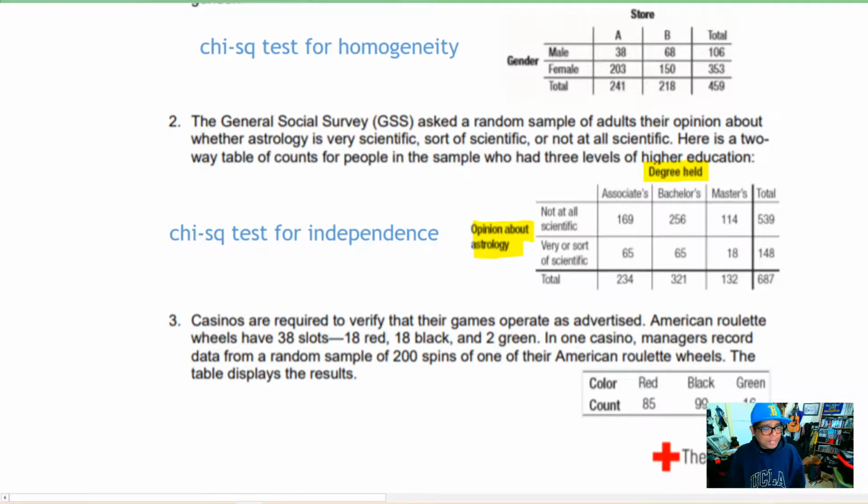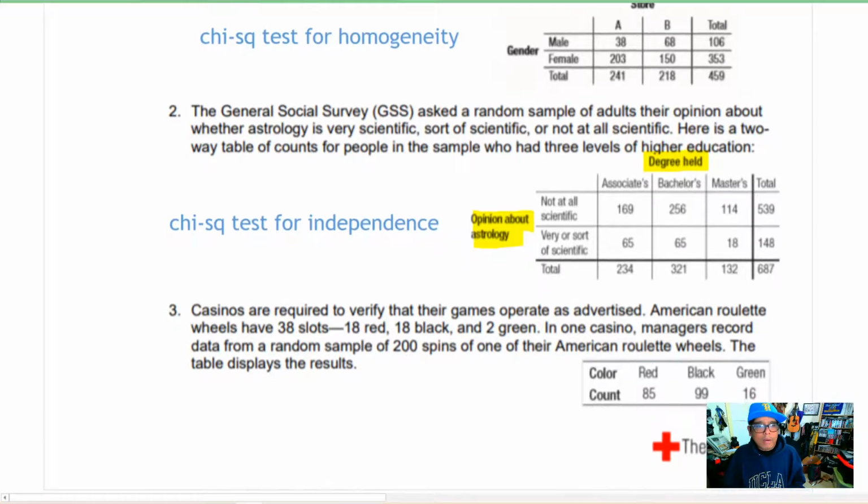And then lastly, casinos are required to verify their games operate as advertised. American roulette wheels have 38 slots, 18 red, 18 black, and 2 green. In one casino, managers record the data from a random sample of 200 spins of one of their American roulette wheels. The table displays the data.